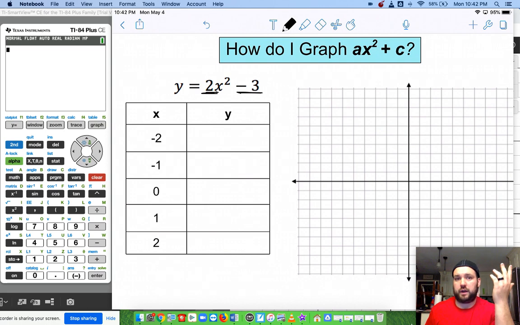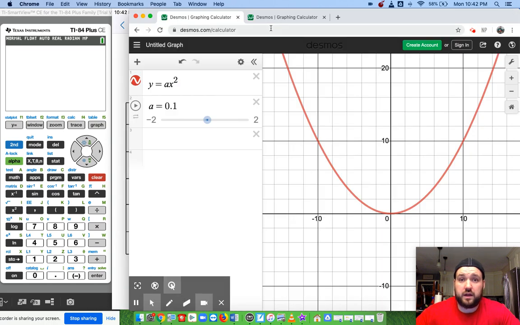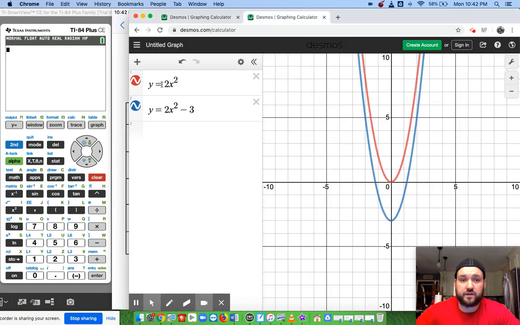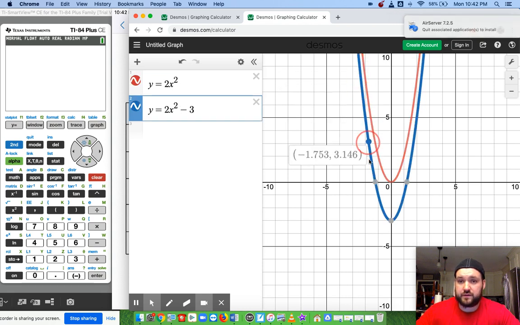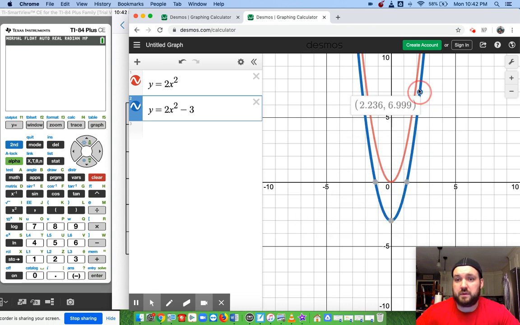But what we're going to take a look at and what we want to focus on today is what does that -3 do to the graph? So in Desmos, I already have 2x squared in red. You can see here's the parabola, comes down, vertex at 0, 0, and then it goes back up. If I put the -3 on it, that's the blue graph. So it also comes down, vertex down here, and then goes back up.